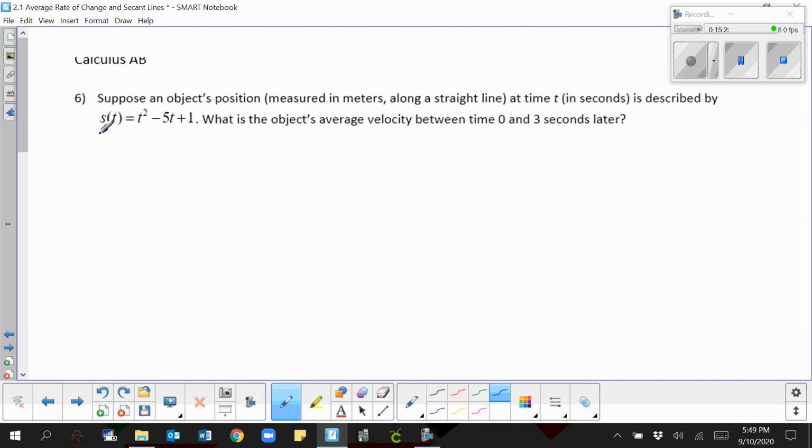We got a couple more examples that we're going to look at. And these are examples of old AP test questions. So this one says, suppose an object's position measured in meters along a straight line at time t in seconds is described by this equation right here. What's the object's average velocity between the time 0 and 3 seconds later? So we're trying to find our average velocity. That means that we are going to try and find our average rate of change. So if we're looking at our interval from 0 to 3, that means I'm going to do s of 3 minus s of 0 over 3 minus 0.